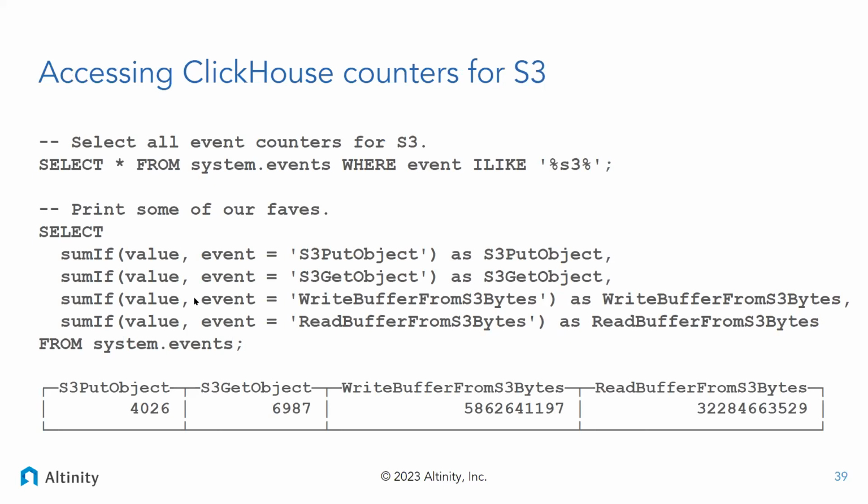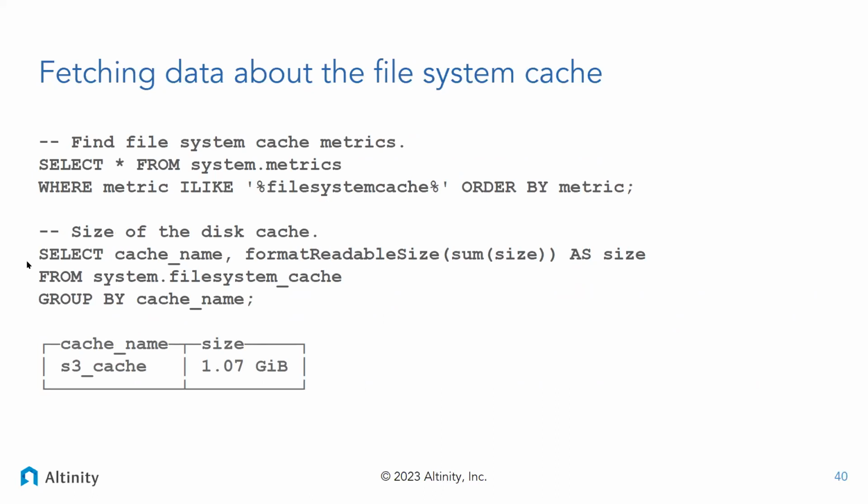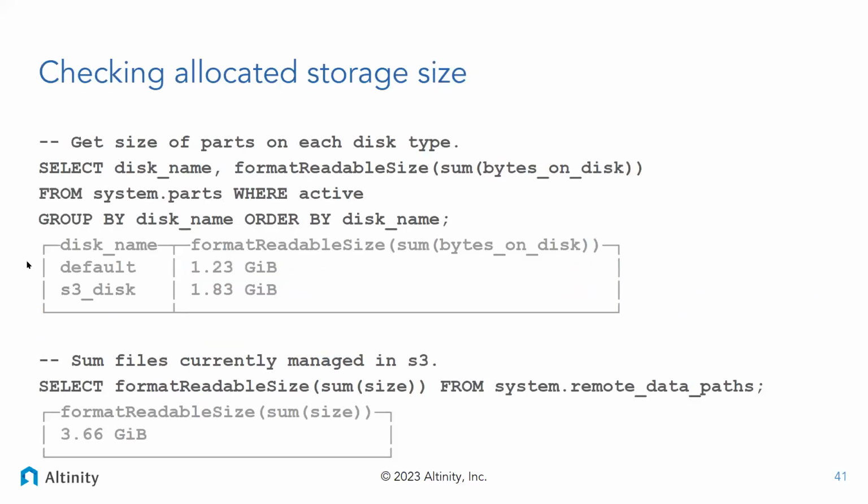Okay, let's talk very briefly about S3 telemetry. I'm just going to say the telemetry has gotten way better in ClickHouse for this. The following 3 slides, which I'm not going to cover, show examples of the telemetry. You can read them when you get the link, but it's now increasingly easy to get information out to see what ClickHouse is doing with S3. For example, if you're getting a lot of API calls, being able to detect those easily is now possible. You can fetch data about the file system cache, and then it's pretty easy to check the allocated storage size.